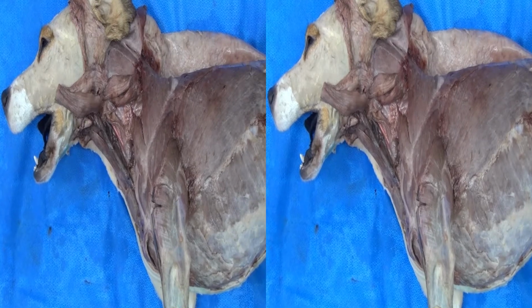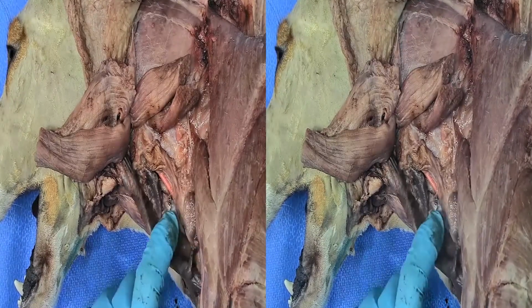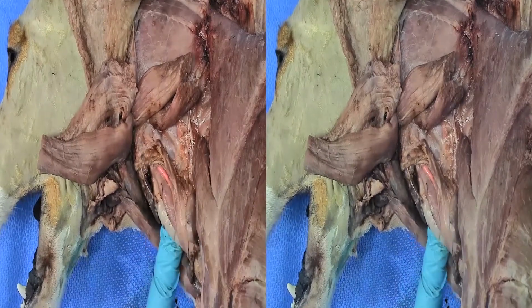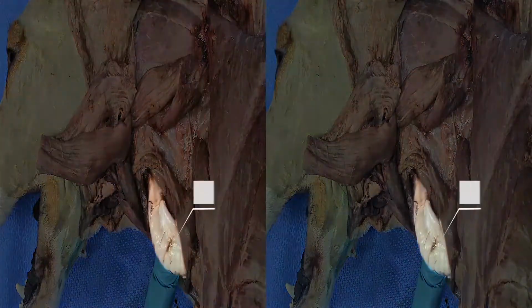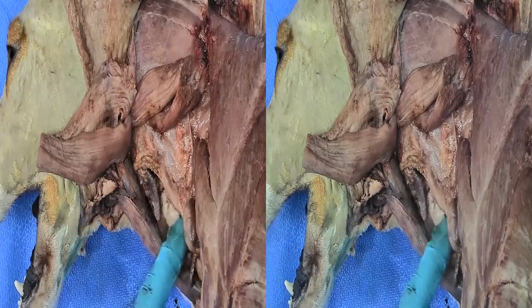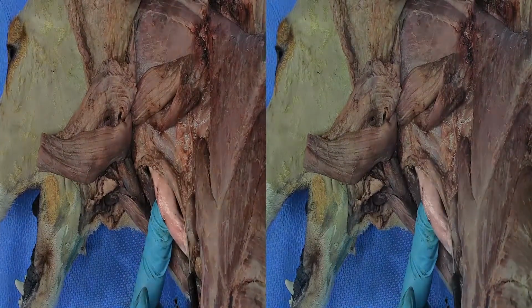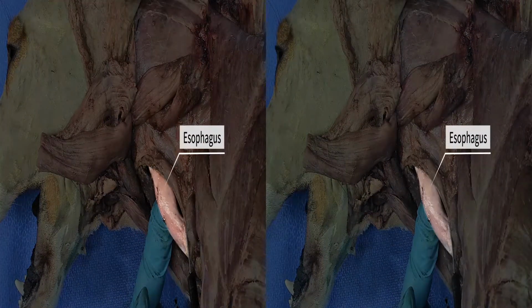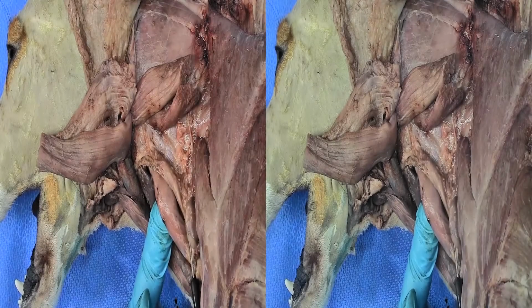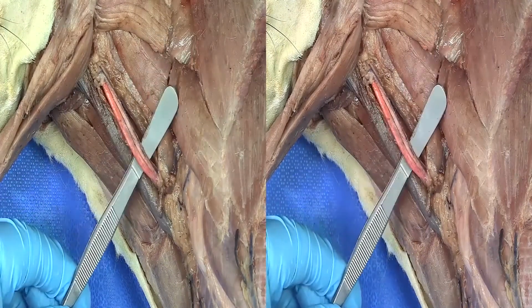Structures on the ventral surface of the neck should have been exposed as the muscles were reflected. Observe the trachea, esophagus, and dissect and locate the three structures.